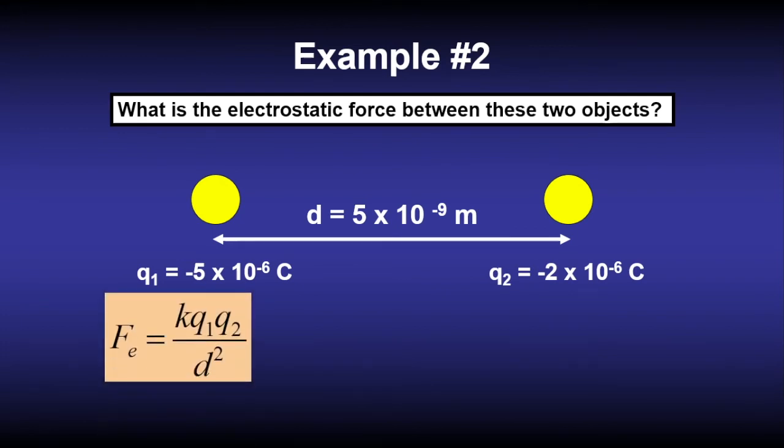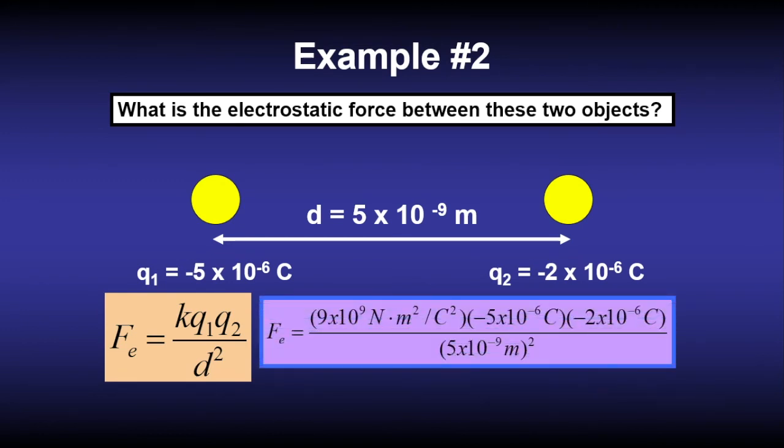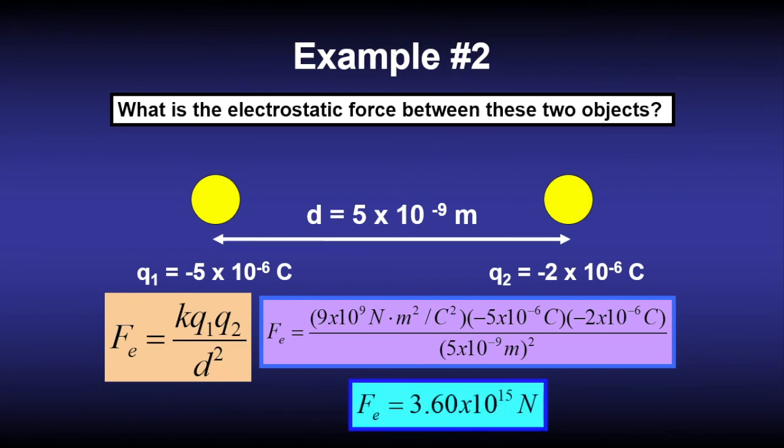I write down my equation, and then, just like I said before, it's just a matter of plugging in our variables. We identified Q1, we identified Q2, and we identified the distance. So we plug all that into our equation, go ahead and multiply everything through, and then divide by the distance squared. We find out that the force between these two objects should be about 3.6 times 10 to the 15th newtons. Notice how this force is so much bigger than our last force, but one of the main reasons is that the distance is so much closer.